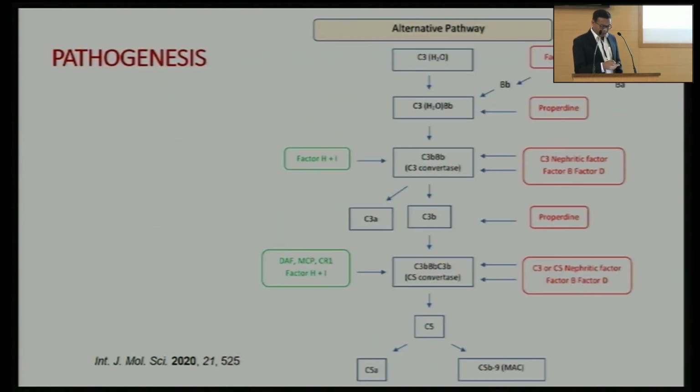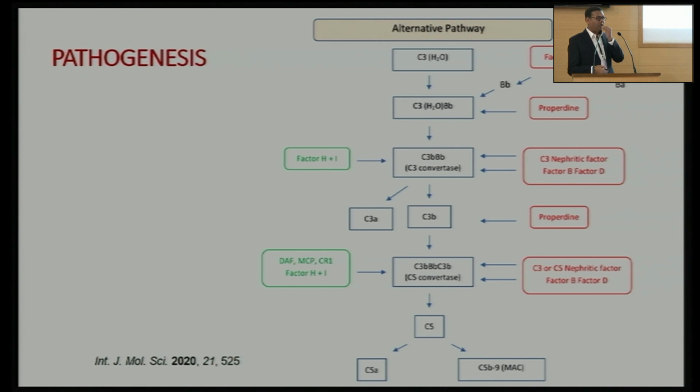That is in brief the pathophysiology of this. There are many regulators which work in this pathway. On the right side are factor B, C3 nephritic factor, or other factors which can continue to stimulate the alternative pathway convertases, and these are some of the regulatory proteins: factor H, factor I, decay accelerating factor, MCP, complement regulatory proteins.